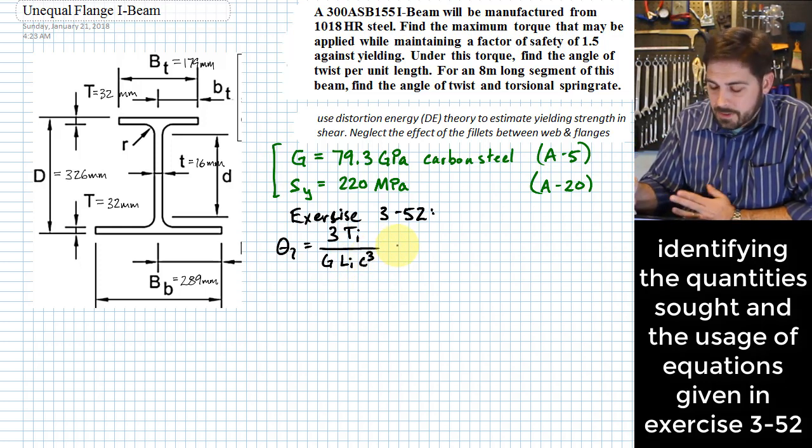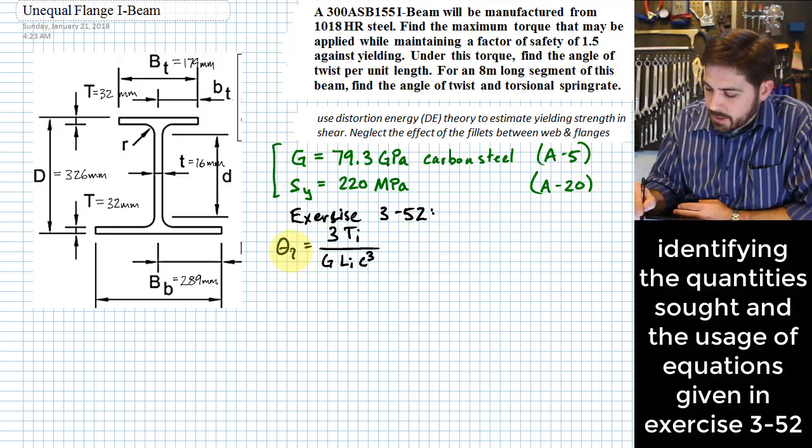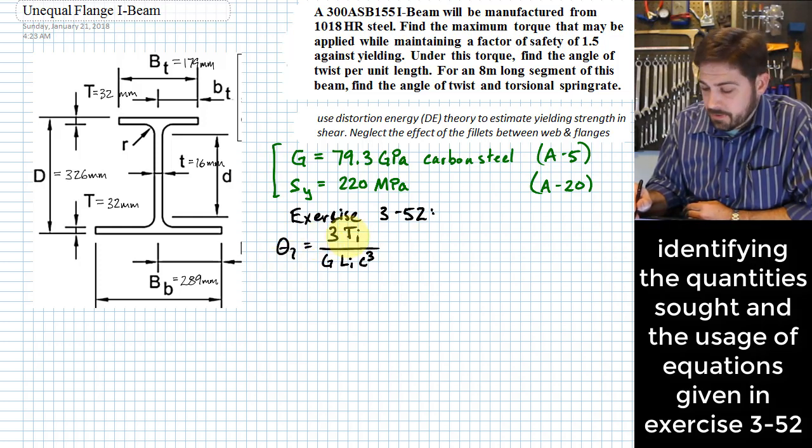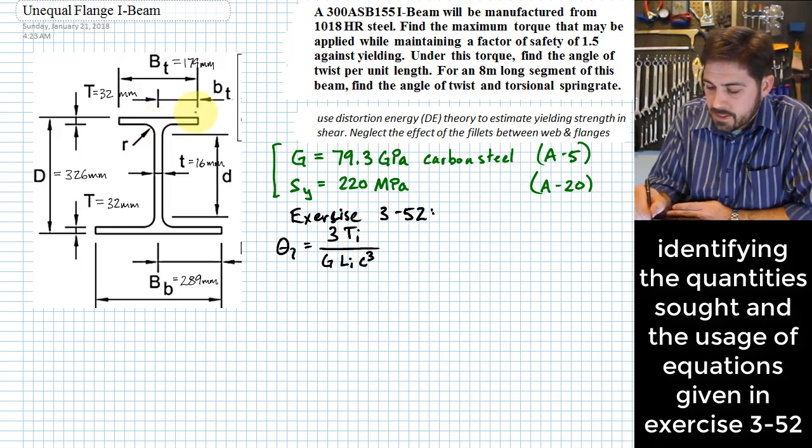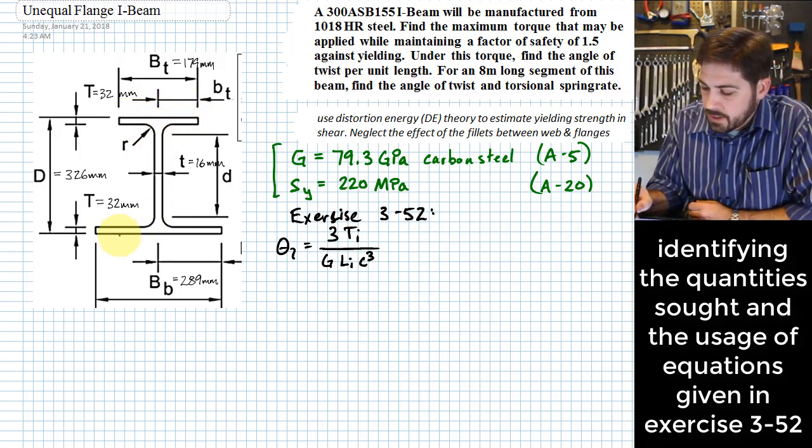Let me talk through this real quick. This is saying that if you know the angle of twist per unit length for a section, you can look at the amount of torque carried in that segment of the cross-section. That's what the T sub i means. If you take a cross-section like this, you can divide it up into a few different parts, and look at how much torque each part contributes.